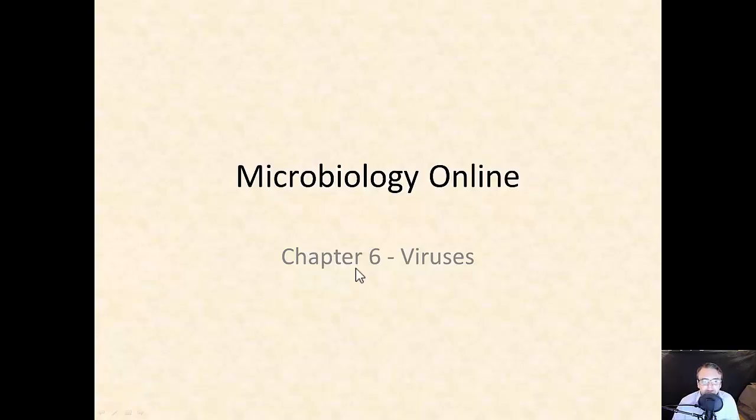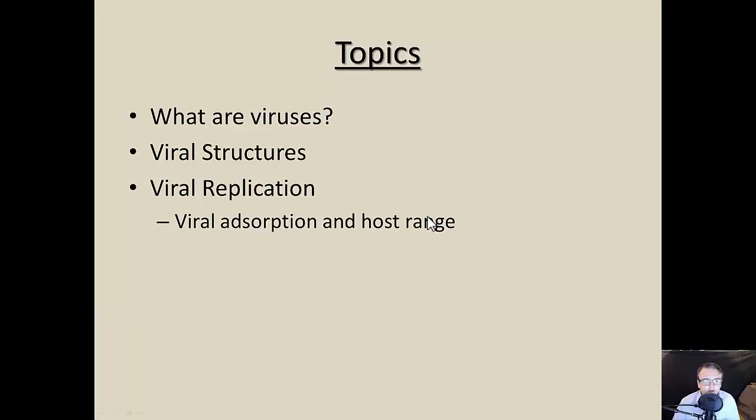We're going to take a look at Chapter 6, which is going to talk about viruses. So, we're going to look at, for example, what are viruses? We're going to look at some of the structures and the characteristics of what they would look like. We're going to look at then a little bit of the replication cycle, how it is they go about infecting, and we're going to look at just the beginning of how they start to duplicate themselves and what's happening there.